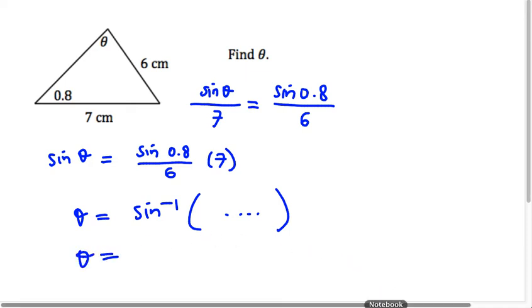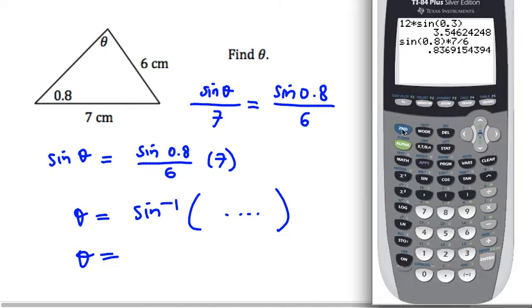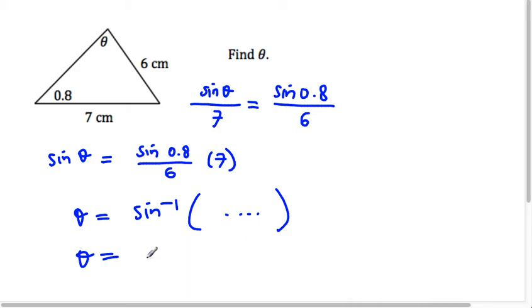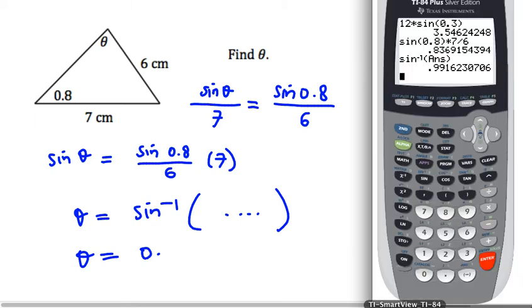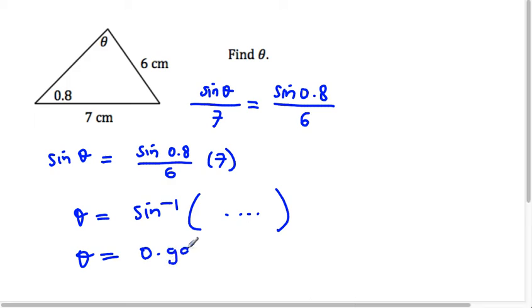So now in my calculator, I'm just going to take the answer and I will just say second sine, so sine inverse of the previous answer. And if you press enter, then you see here, theta is then 0.992 up to 3 significant figures. And of course the unit is not degrees but radian.